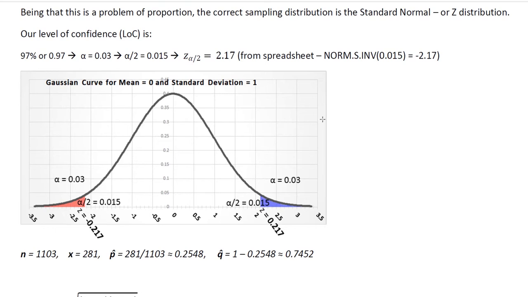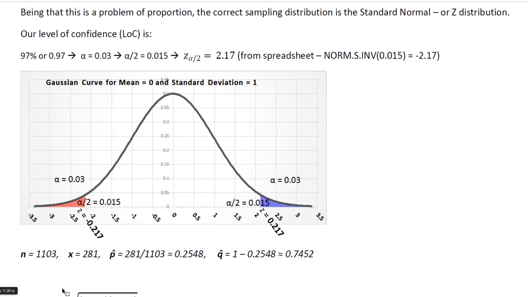On the Gaussian curve with a mean of 0 and a standard deviation of 1, this is what it looks like. This area right here represents 1.5%, or 0.015, and this area right here is 0.015 on the right side.